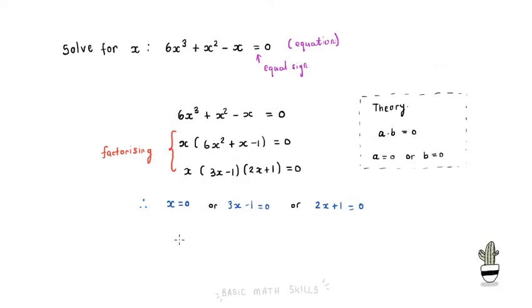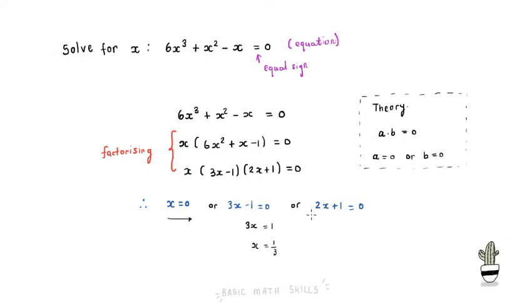So the first solution is actually already solved. We already have our first solution, x is equal to 0. These last two are basically linear equations that need a little bit more rearranging in order for us to solve for x. With the first one, we can add 1 on both sides, which will give us 3x is equal to 1. And then lastly, we just need to divide both sides by 3, which will give us x is equal to 1/3.